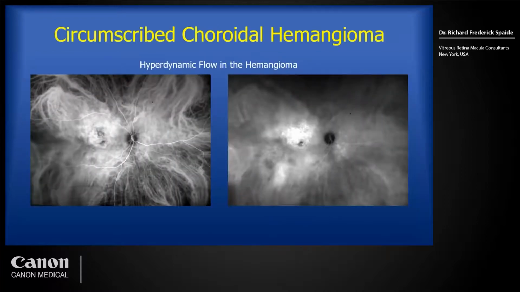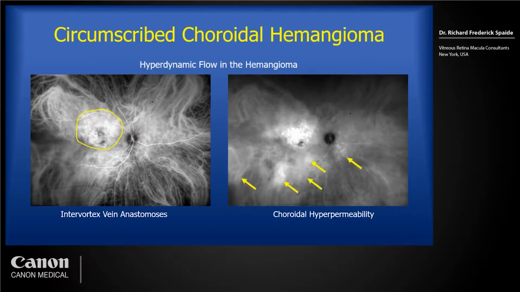Here's a patient with a circumscribed choroidal hemangioma. These lesions have hyperdynamic flow, and that flow has to be drained out somewhere. And notice that this patient has a large number of intervortex venous anastomoses. The patient also demonstrates hyperpermeability in the later phases of the angiogram.